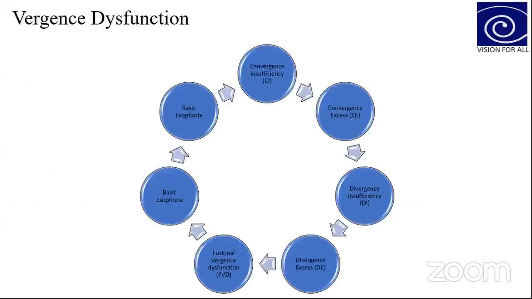If you talk about vergence dysfunction, there are various types like convergence insufficiency, convergence excess, divergence insufficiency, divergence excess, fusional vergence dysfunction, basic esophoria and basic exophoria.